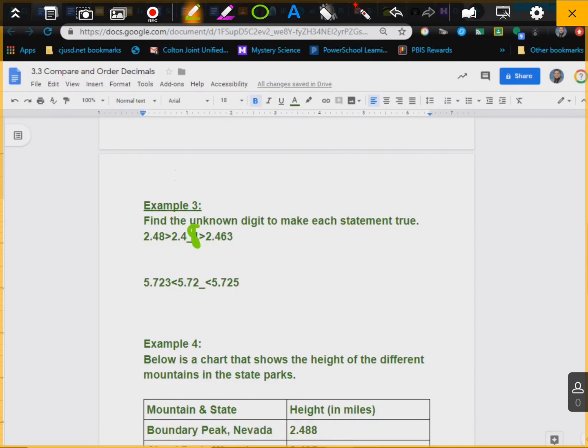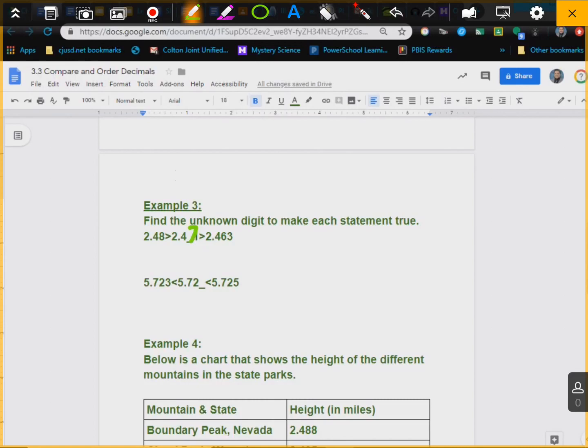2.481 is actually greater than 2.48. We can't put 6 here because 2.461 is not greater than 2.463. So the answer is 7. 2.48 is greater than 2.471, which is greater than 2.463.